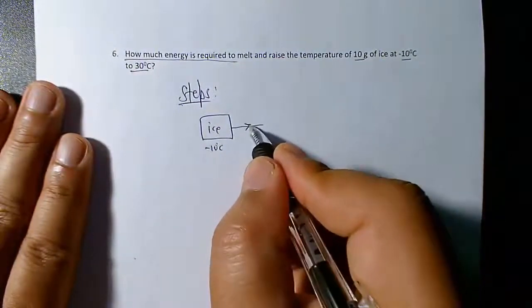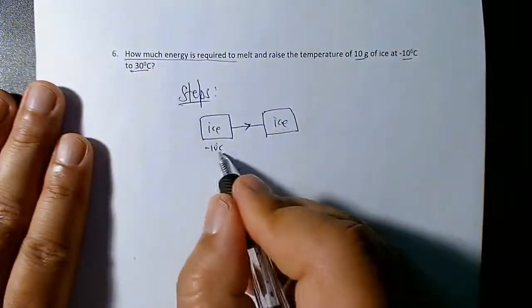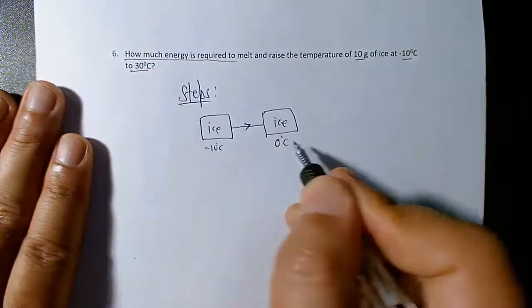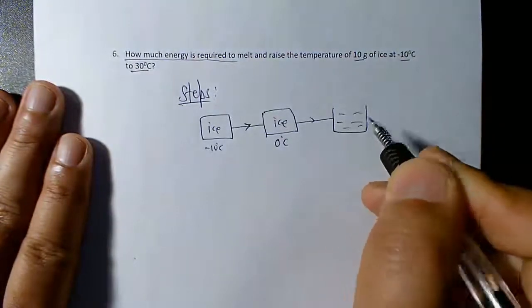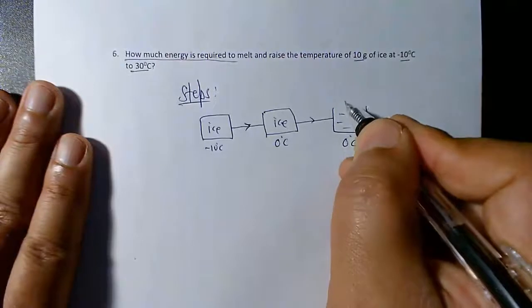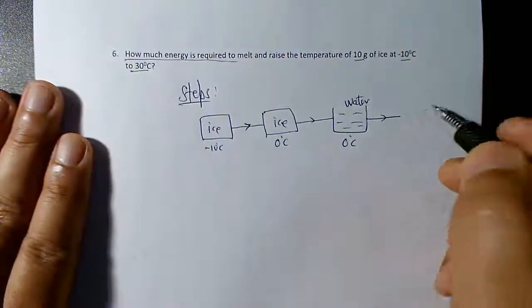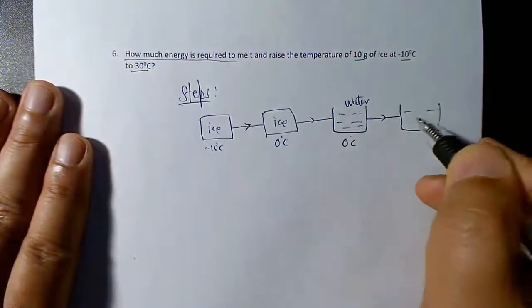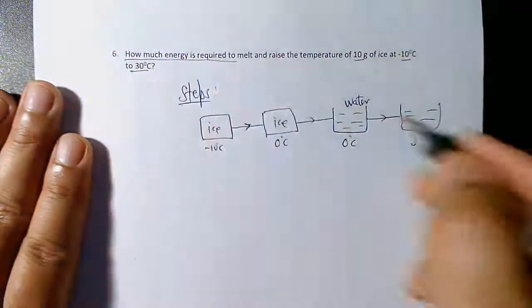The ice won't melt right away. First, ice has to go from -10 degrees Celsius to 0 degrees Celsius before it starts melting. Now it will melt to liquid phase. Now this is no longer ice, it's water. And finally, water will warm up from 0 degrees Celsius to its final temperature.